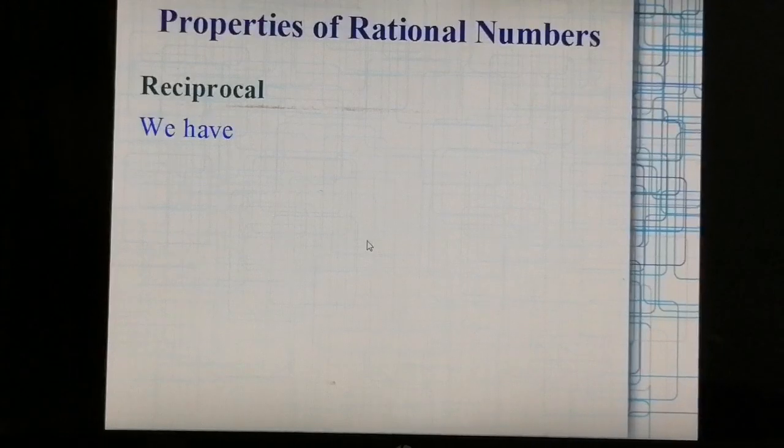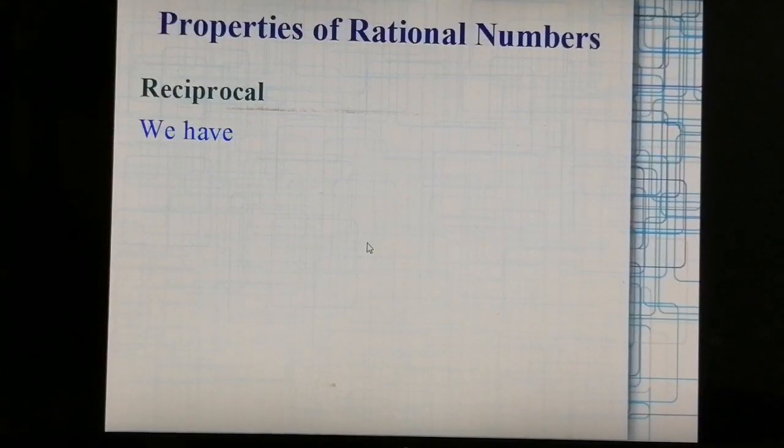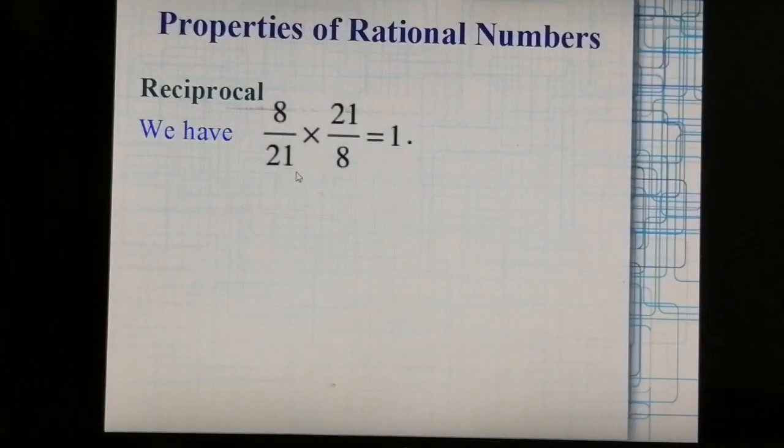Now we are going to see the multiplicative inverse, but remember 0 has no multiplicative inverse. So for all other rational numbers, we have, for example, 8/21. If we reverse it, 21 becomes the numerator and 8 the denominator. If we multiply these two numbers, we get the multiplicative identity. We have taken two rational numbers, put the multiplication sign between them, and we get the identity for this operation.